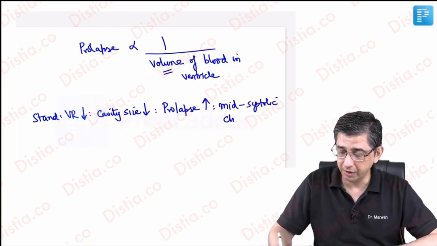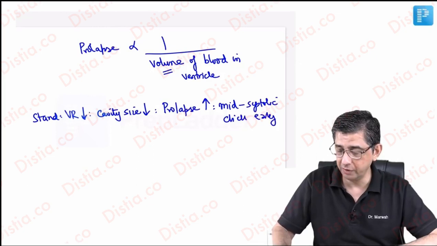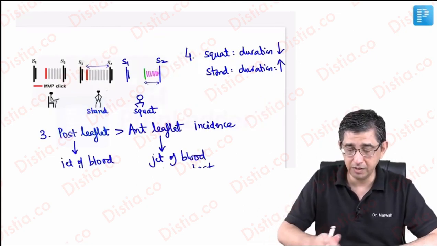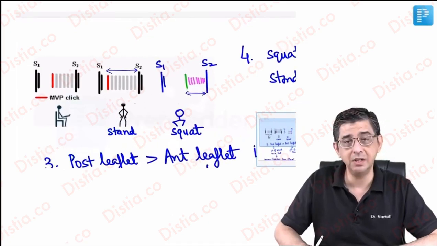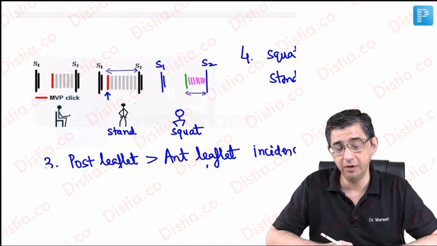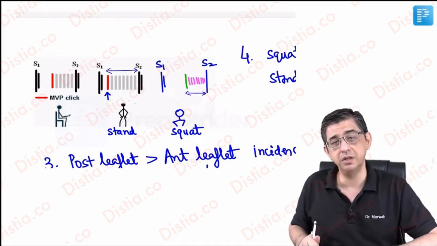And now I will be shifting the slide and moving back to the previous one. Because I said the mid-systolic click will occur relatively early, see what is happening in this particular case. When he's standing, this mid-systolic click, which is shown in red, is occurring relatively early. So therefore the duration of murmur is increased.